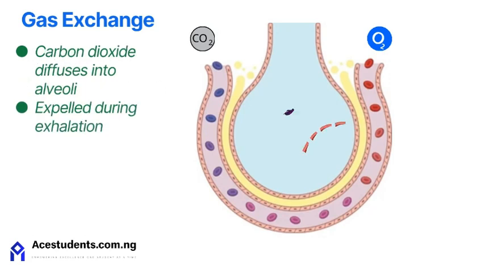At the same time, carbon dioxide diffuses from the blood into the alveoli. It is then expelled from the body during exhalation.